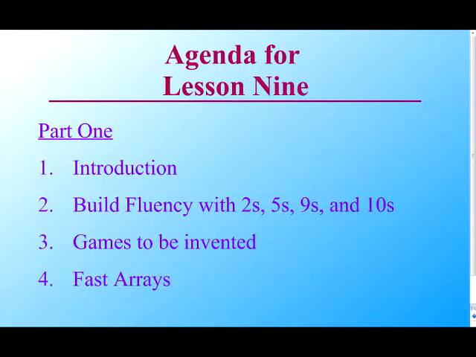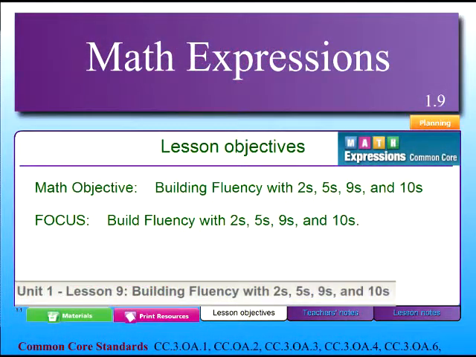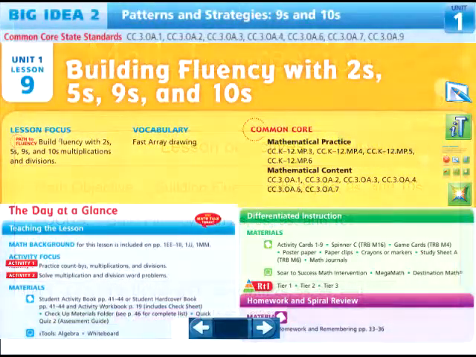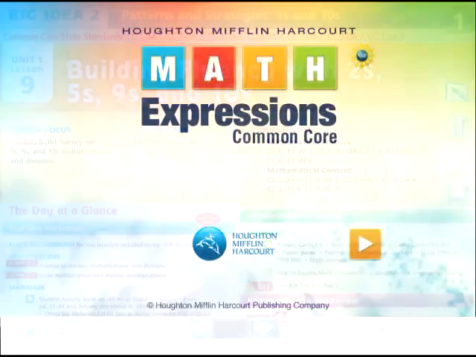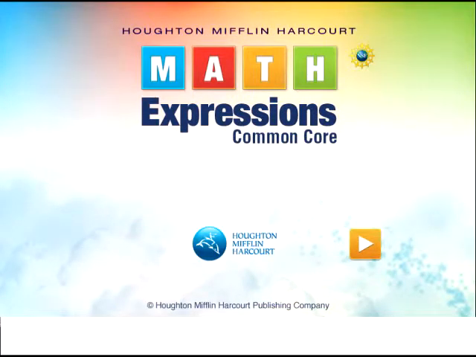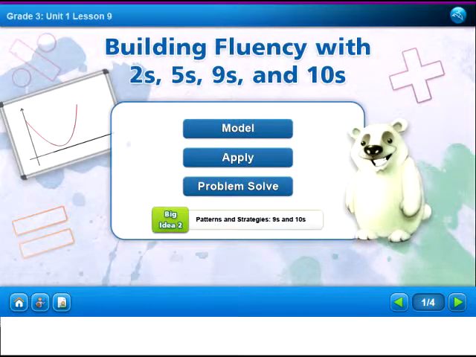We're going to build that fluency, that automatic remembering, by practicing. There will be a couple of games to be invented, and you get to be the inventor. But the main focus will be fast arrays. So let's get on and show you what we're doing. Basically, building fluency with 2s, 5s, 9s, and 10s. That's our lesson objective. And if we are able to do that, we're going to practice and solve multiplication and division problems. So I'm going to model an array first, a fast array.